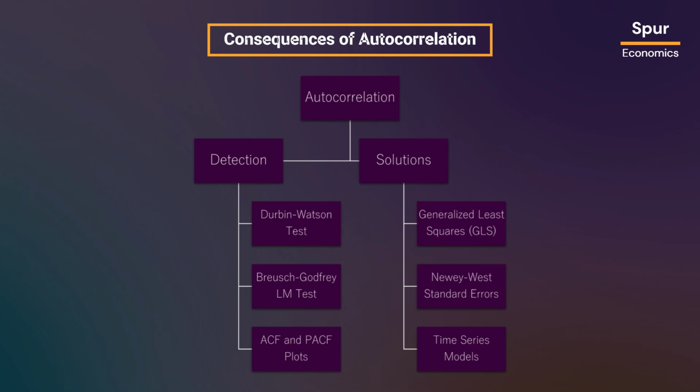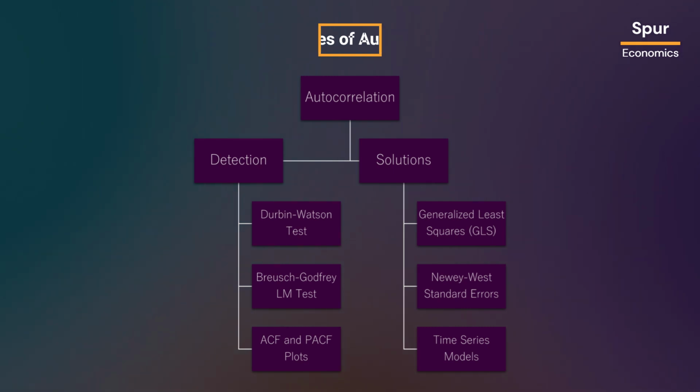Autocorrelation can be detected using several methods such as the Durbin-Watson test, Breusch-Godfrey LM test, ACF and PACF plots. To address autocorrelation, econometricians often use techniques like the generalized least squares or Newey-West standard errors, which adjust for autocorrelation and provide more reliable estimates. To learn more about the detection and solutions to autocorrelation, you can take a look at the links in the description.